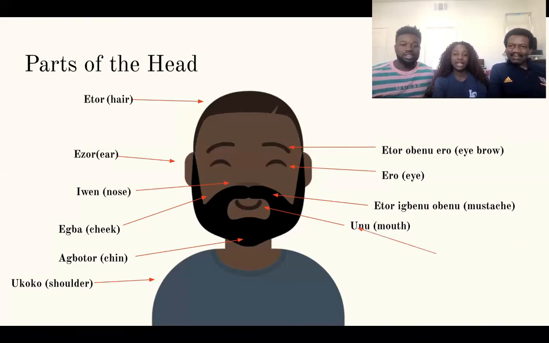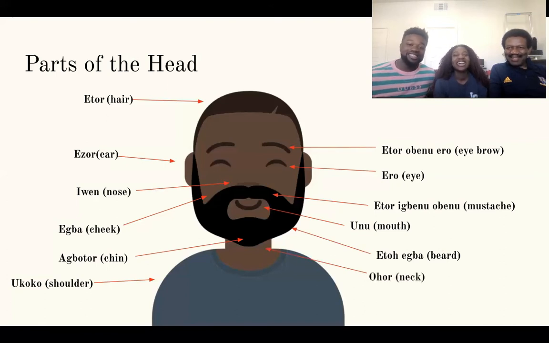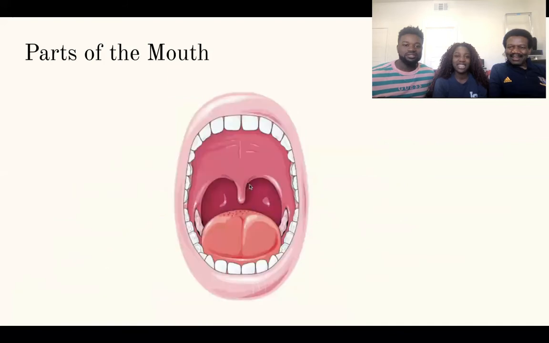Okay. Oh, I think we missed one. It was the beard. So beard is etoegba. Yes. I think that's all. Oh, one more. And then there's the neck, which is oha. I think we went over that in the last slide as well. Oha. Yes. Okay, all right. I think that's it.